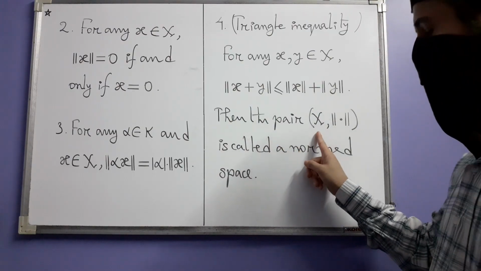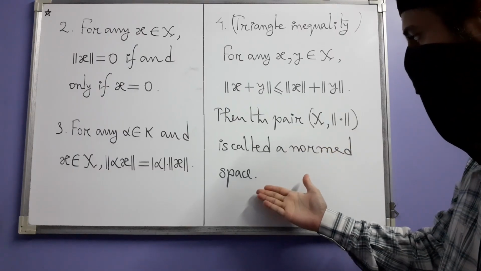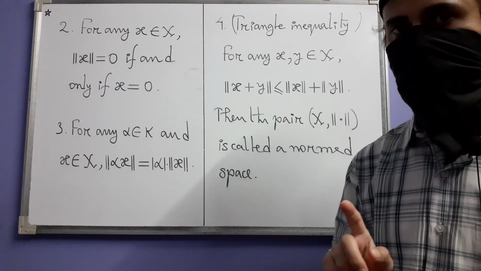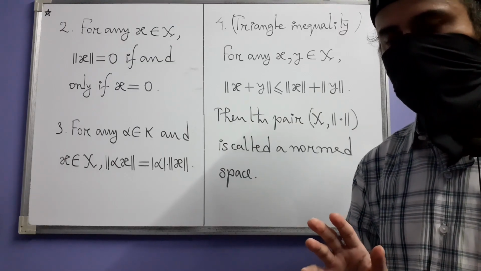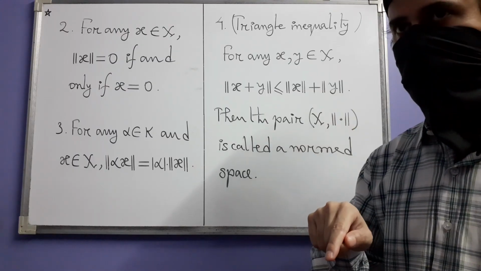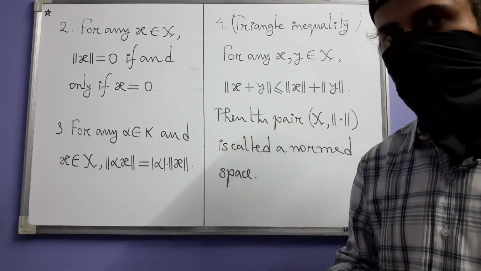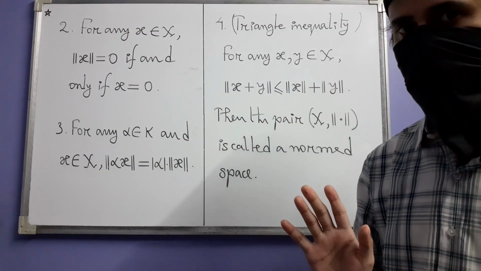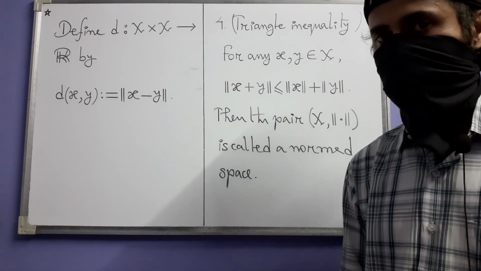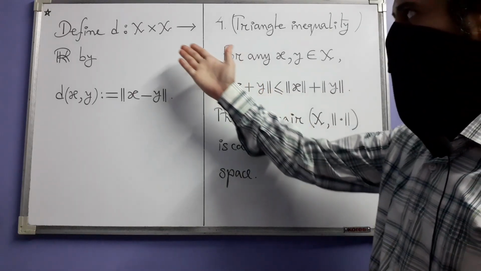Then this pair consisting of the vector space x and the norm function on it is called a normed space. Do not forget that when you are considering a normed space, basically it's a vector space, but not just a vector space, but a vector space with a norm function on it. Do not forget that the underlying field is either the field of real numbers or the field of complex numbers. It's nothing else, okay?